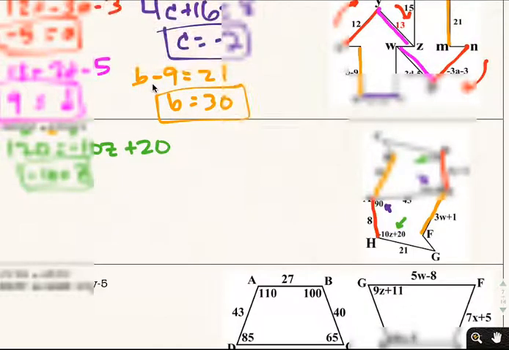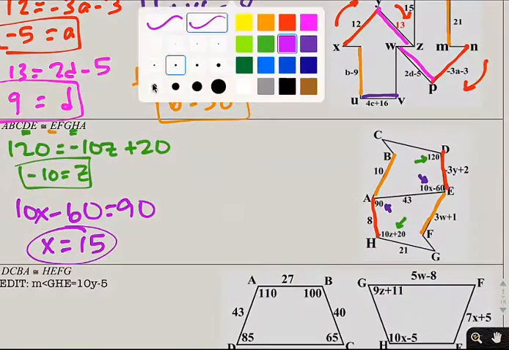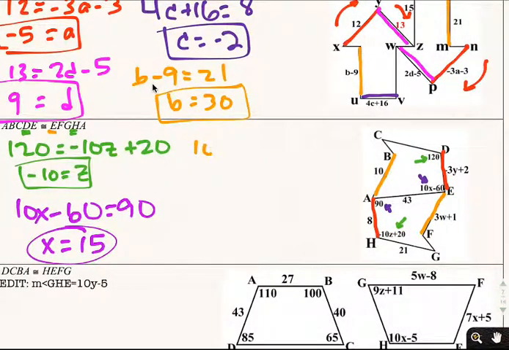Well, let's go purple. Bam, purple. Okay, so I have 10x minus 60 should be the same as 90. So let's see, I add that 150, so x should equal 15. Orange, we have 10 is the same as 3w plus 1, so w has got to equal 3.